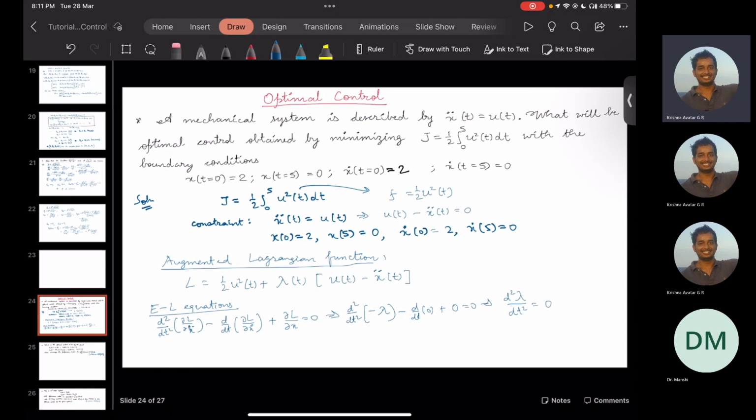So the general solution, if we solve this, is lambda(t) equal to a t plus b, upon integrating the equation twice, where a and b are integration constants. Now for the second, we'll have minus d by dt of partial L with respect to u dot, plus partial L by partial u is equal to 0. There is no term which has u dot, so the first term is d by dt of 0. The second term is u, and then u plus lambda is equal to 0. So this means that u is equal to minus lambda.